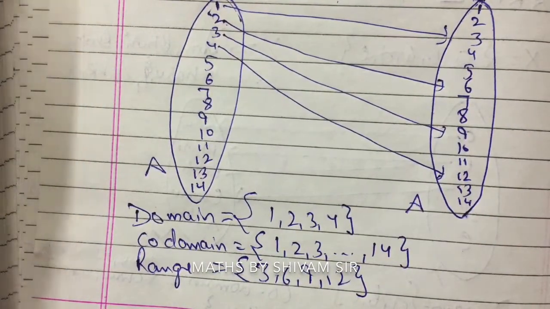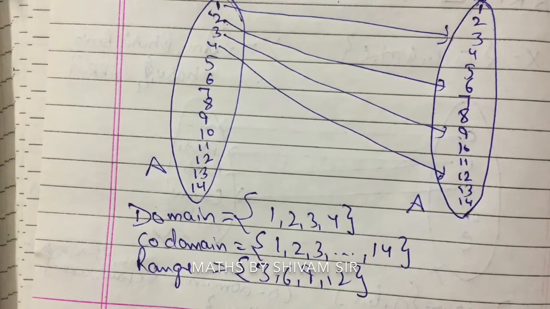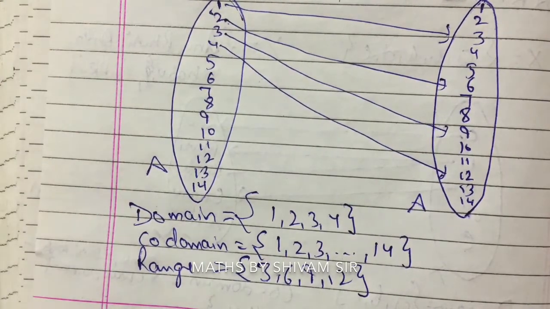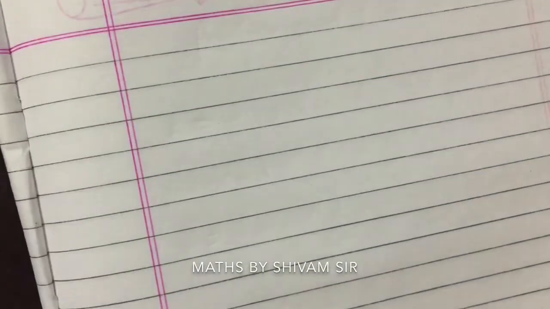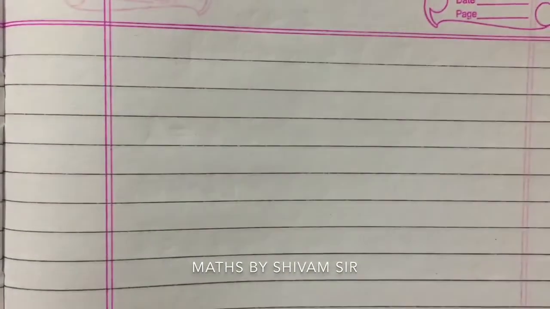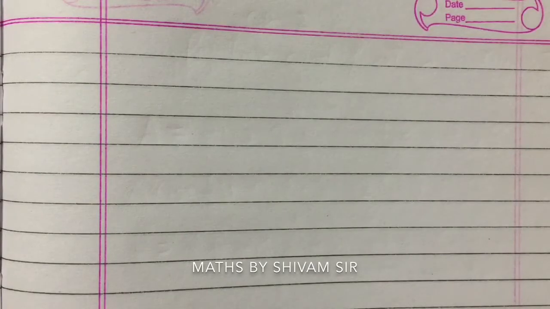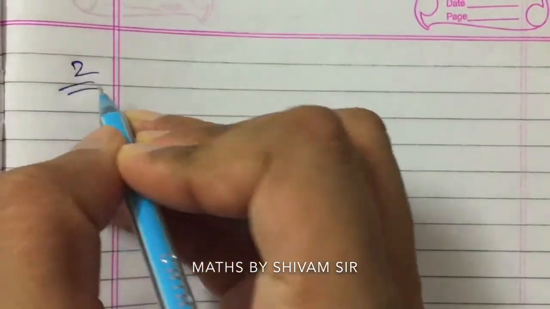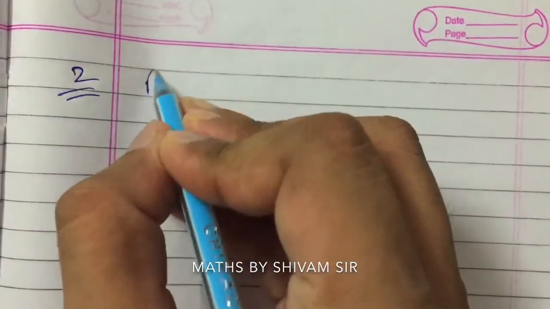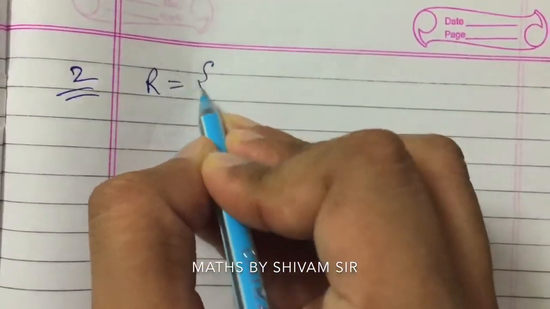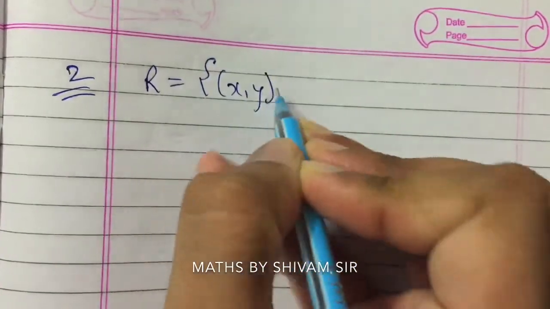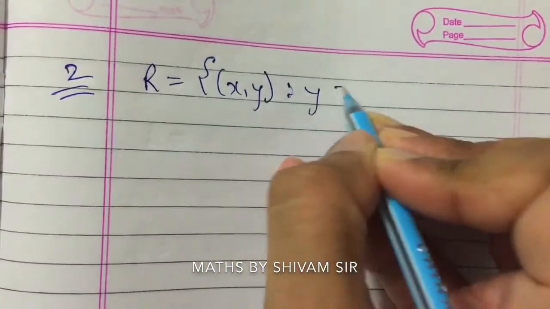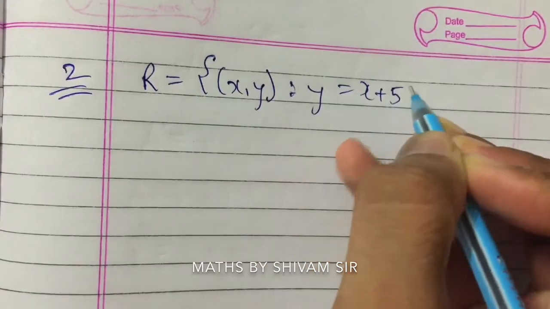Question number 2. So in question number 2 we have to define a relation R on the natural numbers N such that R is equal to x comma y, where y is equal to x plus 5, right?